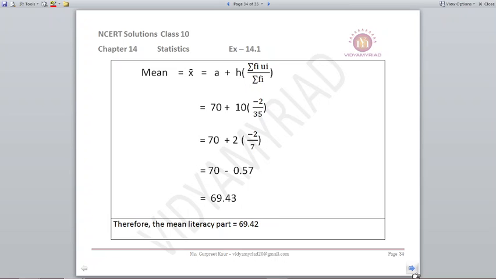So a, assumed mean, is 70. Your difference or class size is 10. Sigma fi ui you have calculated, it came as minus 2. Sigma fi, the sum of the frequencies, has come as 35. On solving this, we got 69.43 as the mean literacy rate.